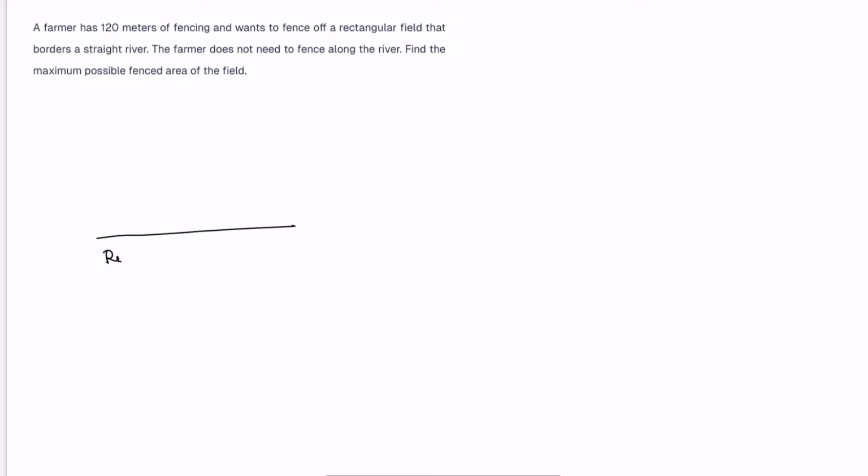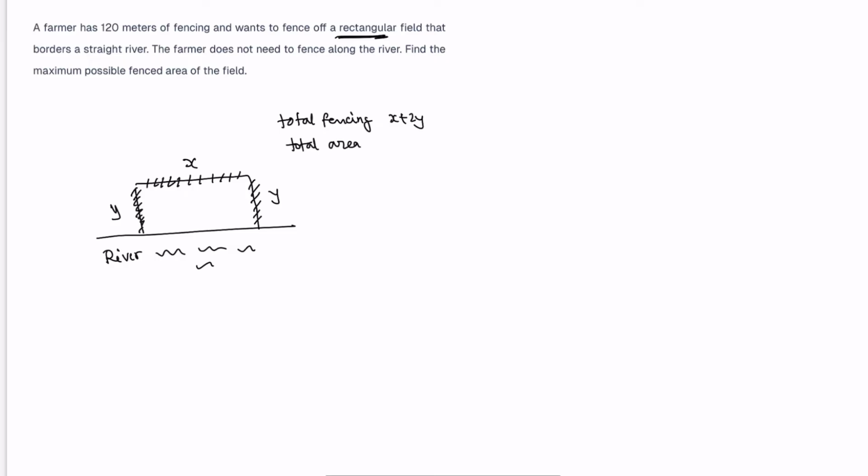Alright, so here we have a farmer who needs to do some fencing nearby the river. The fencing region is shaded. Let's consider it x, y and y. So what is the total fencing? The total fencing will be x plus 2y, because along the river you don't have to do fencing, and the total area will be xy. So the problem is to maximize xy, which is the area, subject to the condition that x plus 2y is less than or equal to 120, because it's given that there are 120 meters of fencing.